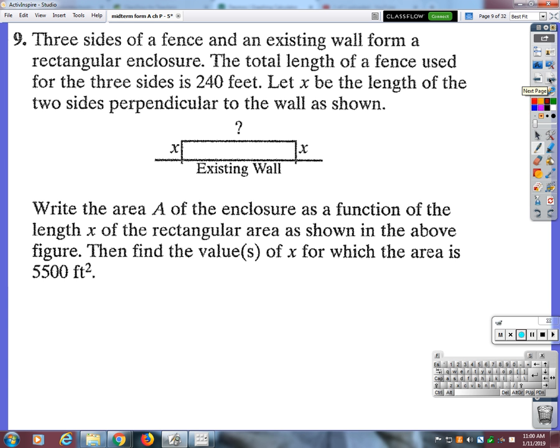Oh, this looks like fun. All right, number 9. Three sides of a fence and an existing wall form a rectangular enclosure. The total length of a fence used for the 3 sides is 240 feet. Let x be the length of the 2 sides perpendicular to the wall as shown. Write the area A of the enclosure as a function of the length x of the rectangular area as shown in the above figure. Then find the values of x for which the area is 5,500 feet. Anybody have any idea what just happened?